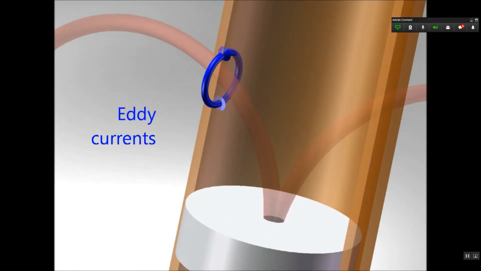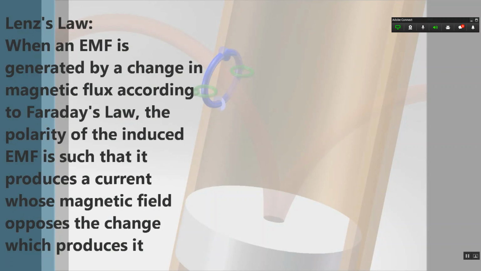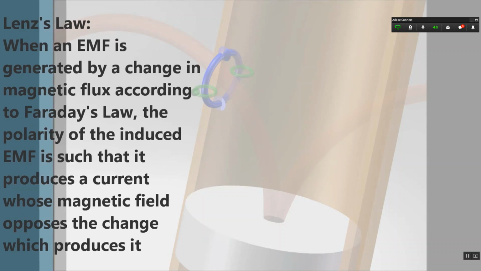This induced voltage creates electric currents in the copper called eddy currents. They're called eddy currents due to the circular motion they undergo. All electrical currents produce their own magnetic fields, which are illustrated in this diagram by green lines. Another law predicts the direction these induced electric currents and their magnetic fields will flow. This is called Lenz's law. Lenz's law states that when an electromagnetic field is generated by a change in magnetic flux, according to Faraday's law, the polarity of the induced electromagnetic field is such that it produces a current whose magnetic field opposes the change which produces it.